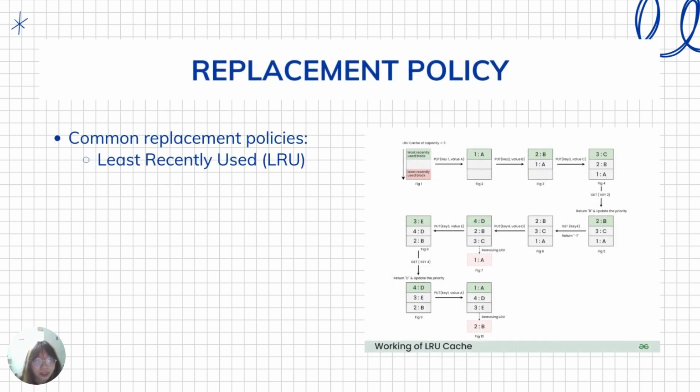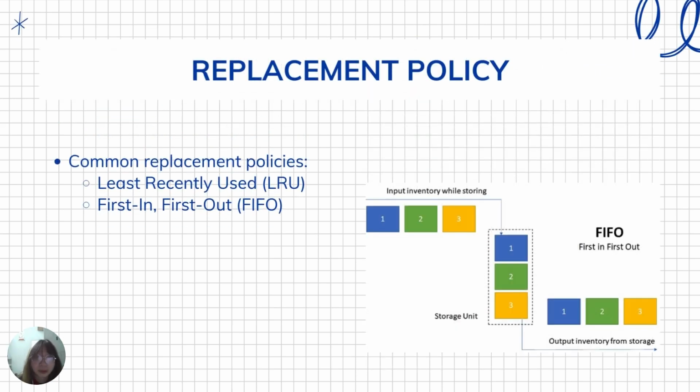There are many types of replacement policies, but there are four common types. The first is the least recently used, we call it LRU. In this policy, the computer will replace the block that hasn't been accessed for the longest time. The second replacement policy is first in, first out, FIFO. It will replace the block that has been in the cache the longest, regardless of its usage.